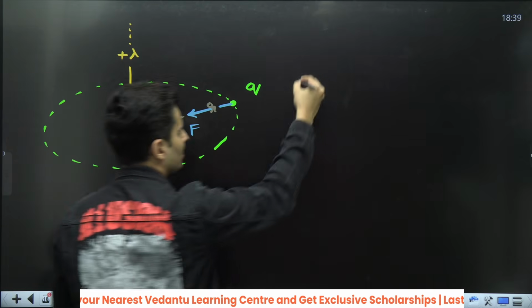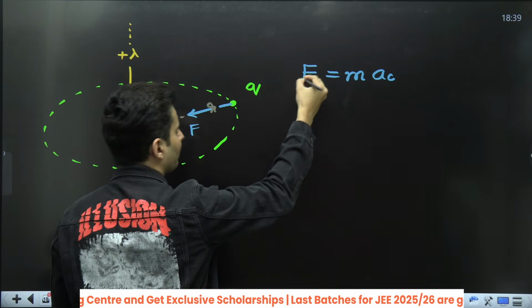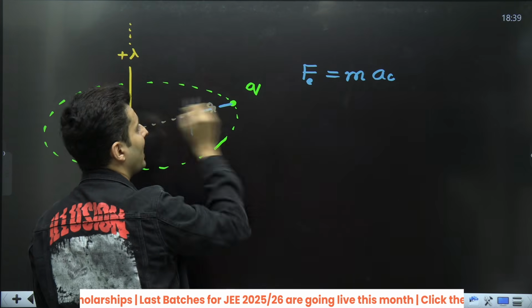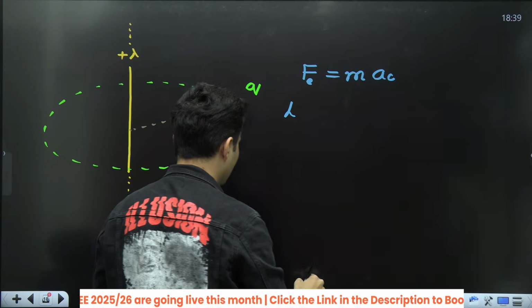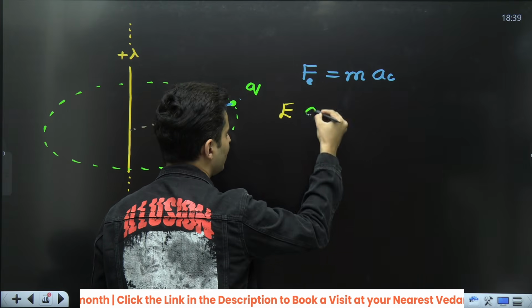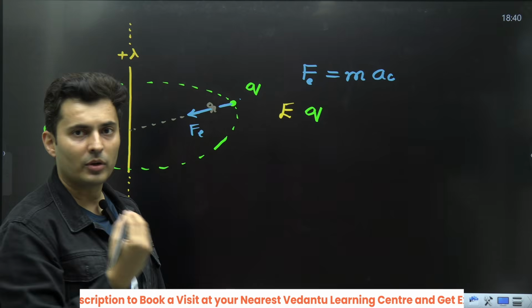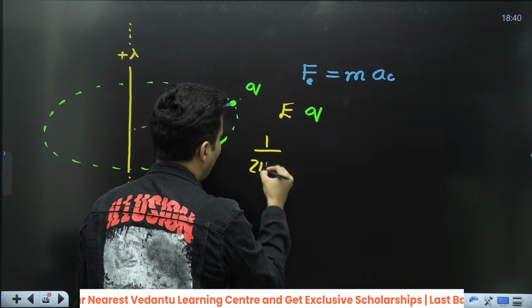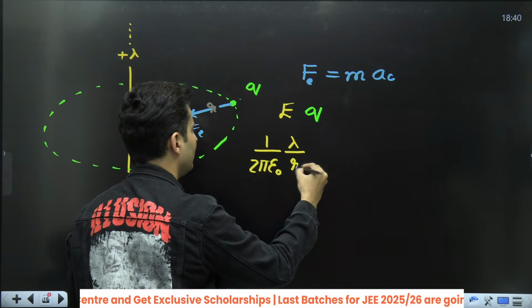So this force provides the necessary centripetal acceleration, this force being electric in nature, between the wire and this charge, which is the field produced by the wire multiplied by the charge itself. What is the field produced by an infinitely long wire? Well, it is 1 by 2 pi epsilon naught lambda divided by the distance. In this case, the distance is r.